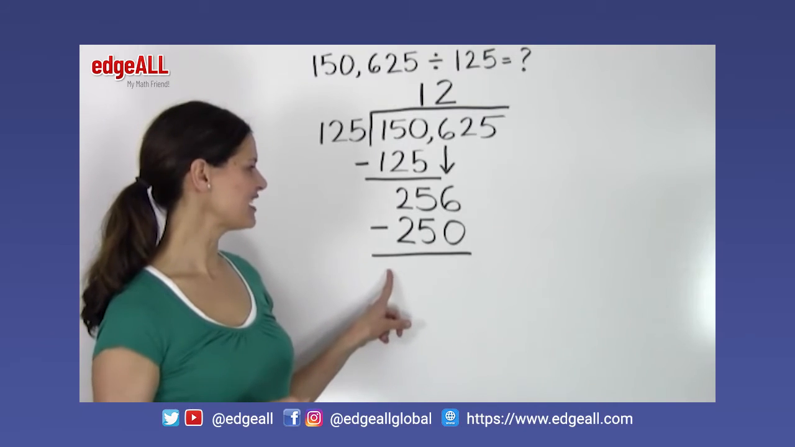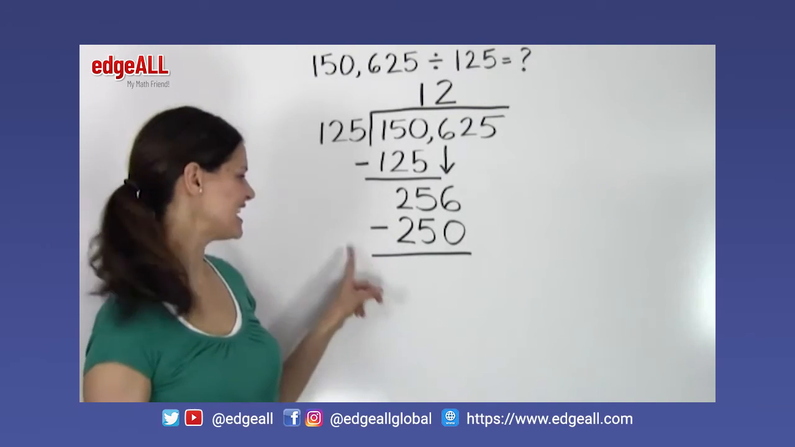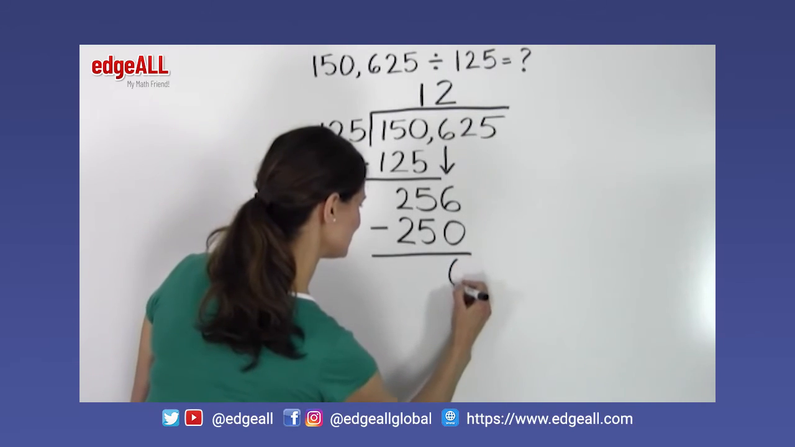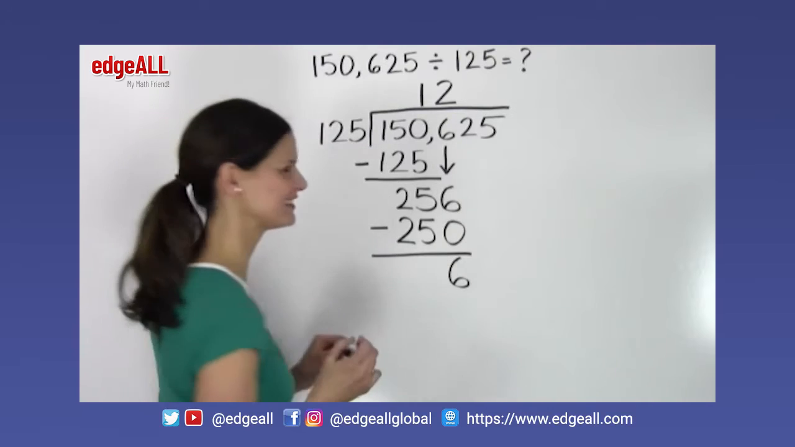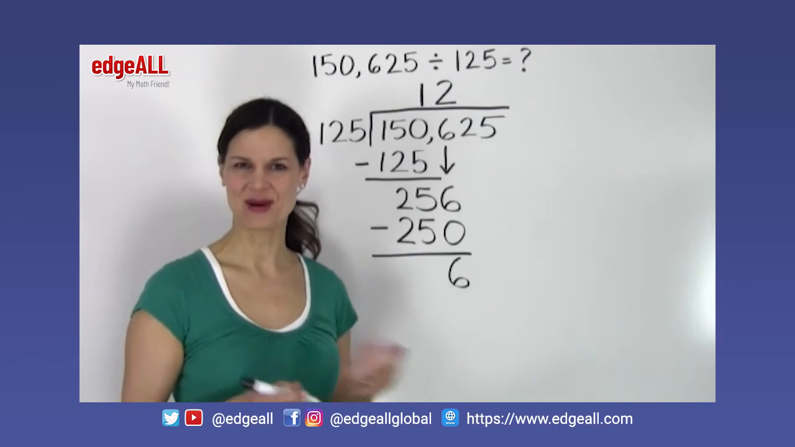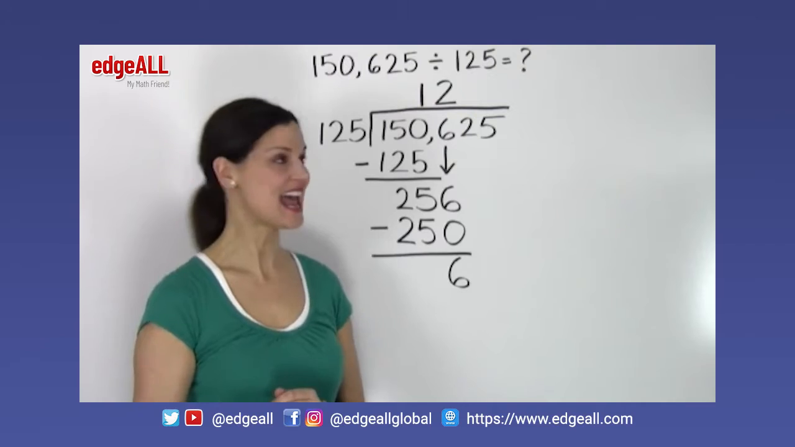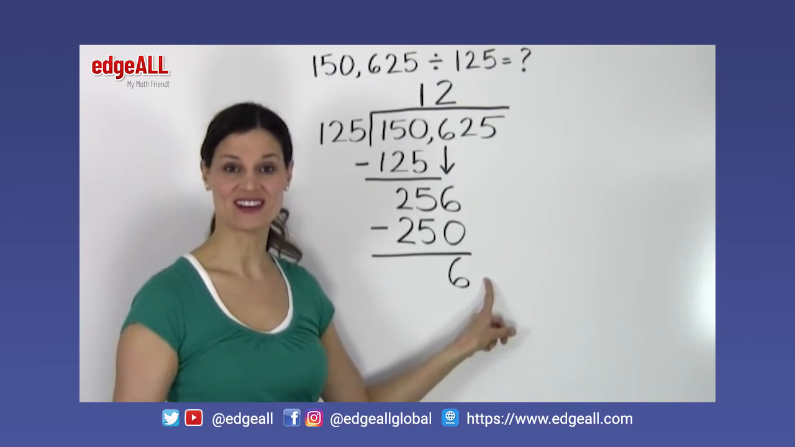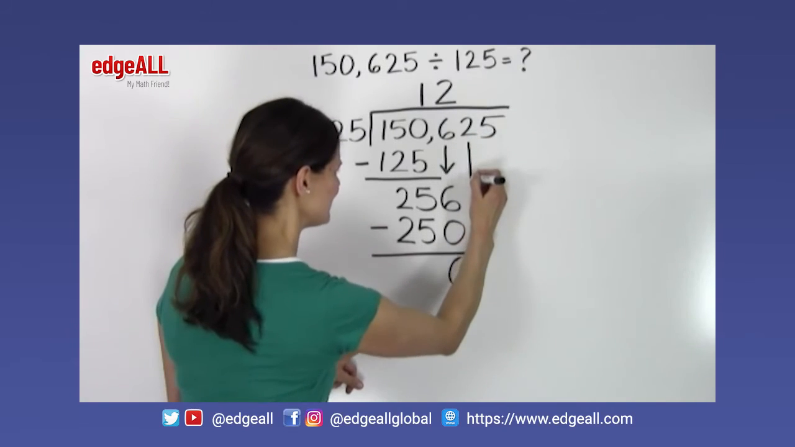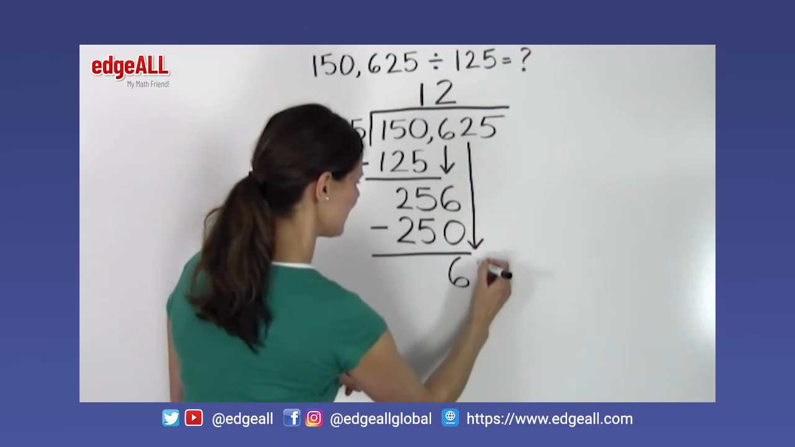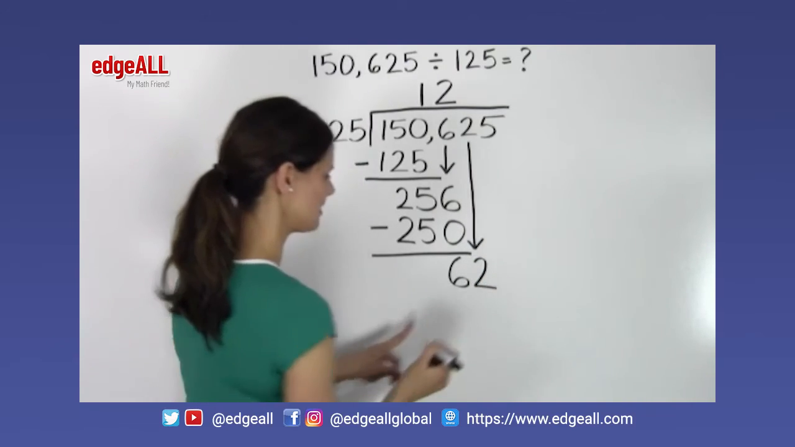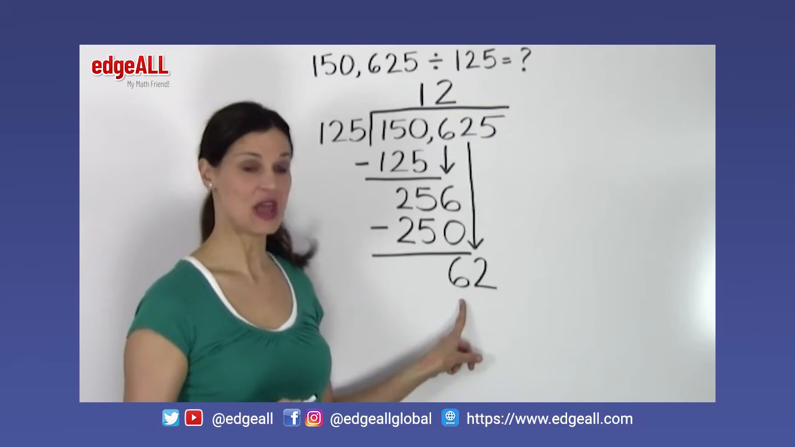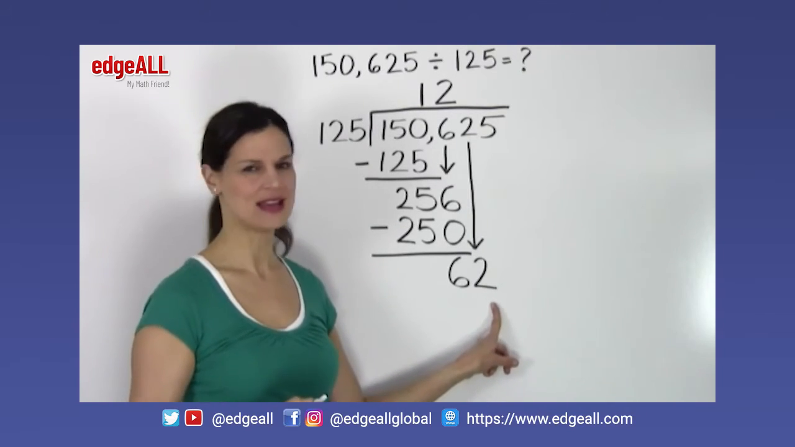So we perform the calculation of 256 minus 250, which equals 6, and I place my 6 right here. Now I'm going to repeat the process again by bringing the next digit, the 2, down to join the remainder of 6. So let's bring this 2 down. I want to draw a nice little arrow here, and that will join our remainder of 6. This gives us our next calculation, which is 62 divided by 125.